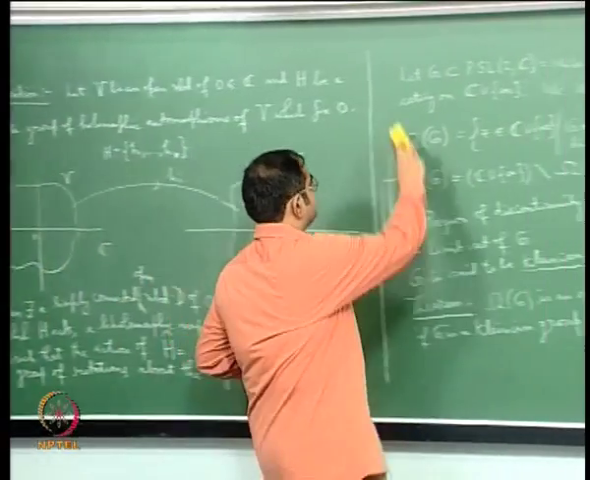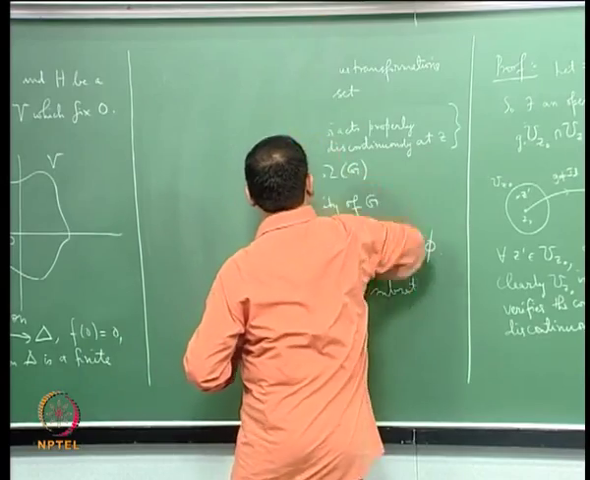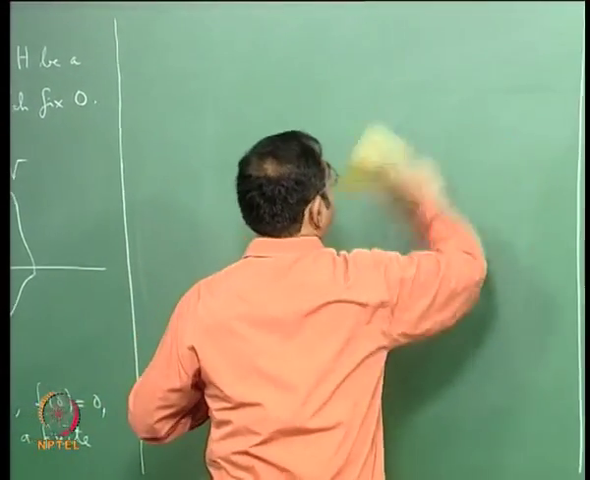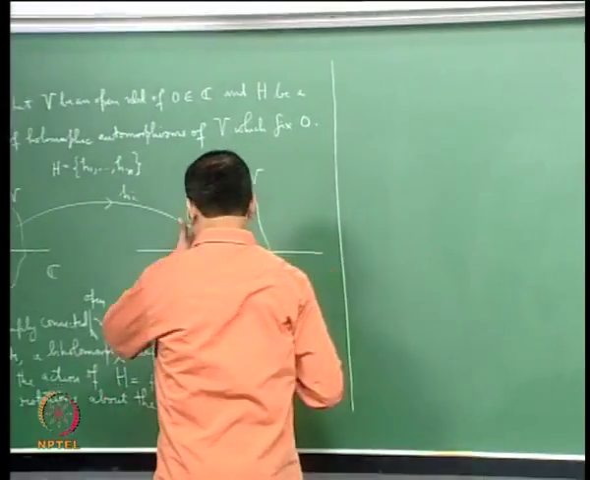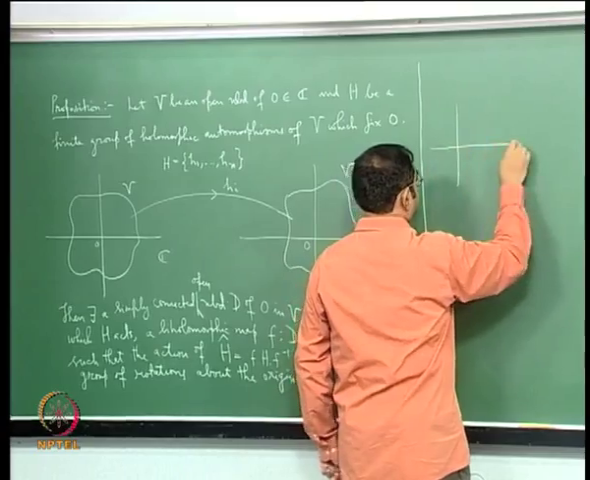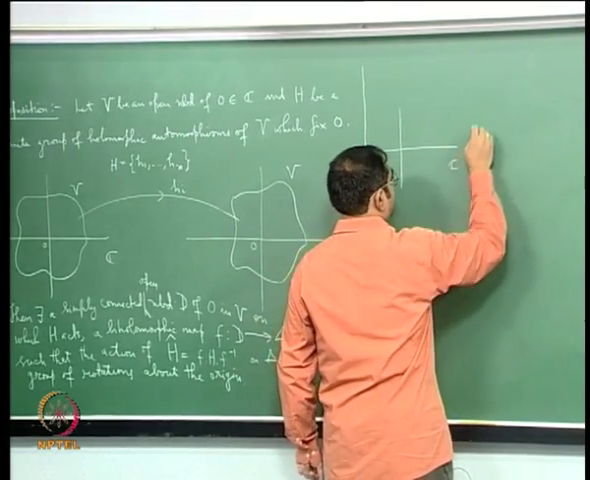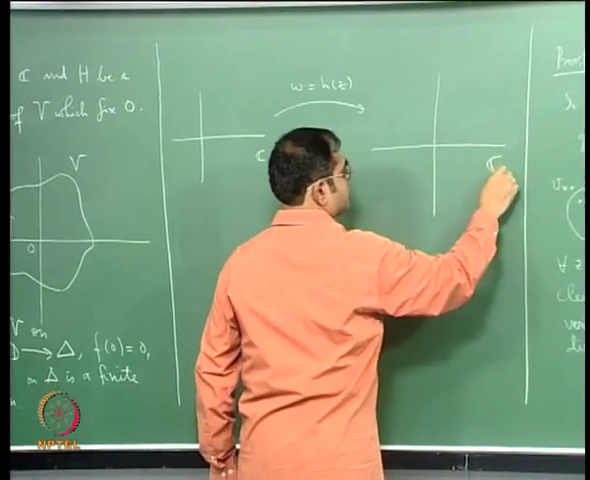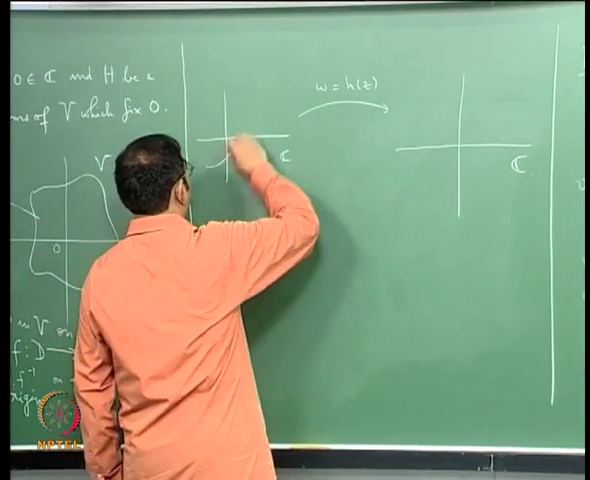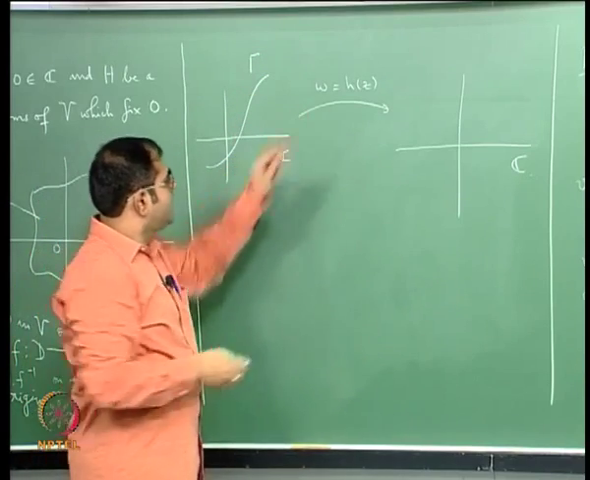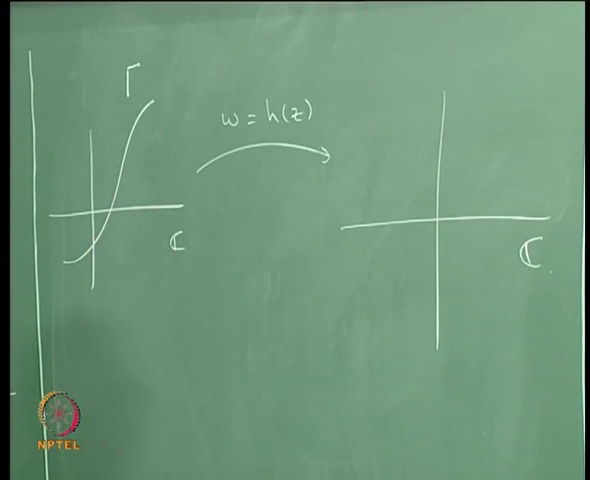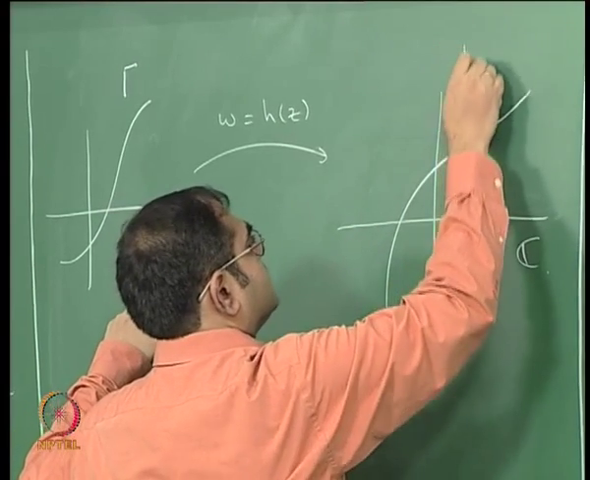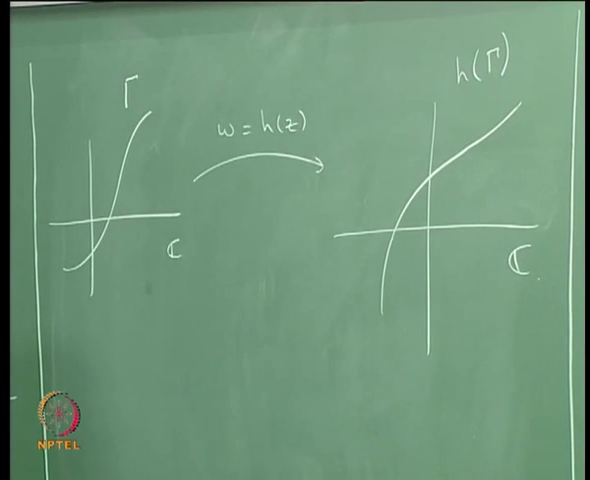So how does one prove this? For that there is a little bit of mapping theory that one has to look at. The first thing I wanted you to recall from complex analysis is the following. Suppose you have a mapping, in the complex plane, omega equal to H of Z, going from the Z plane to the omega plane. Now suppose I take a curve gamma, and H is a holomorphic map. Then I will get another curve, H of gamma, the image of this curve.